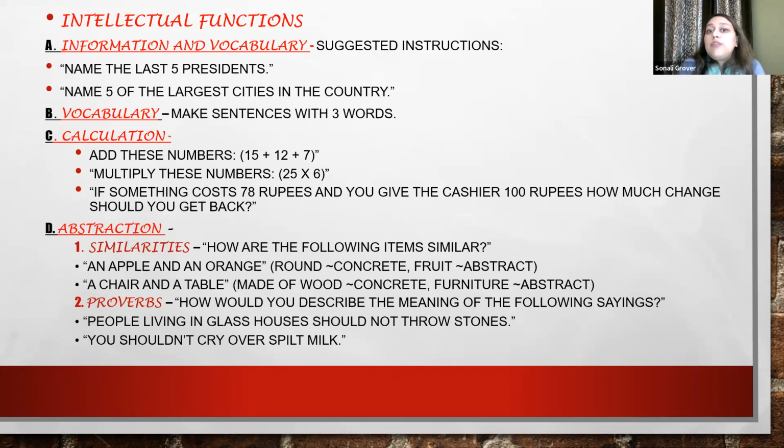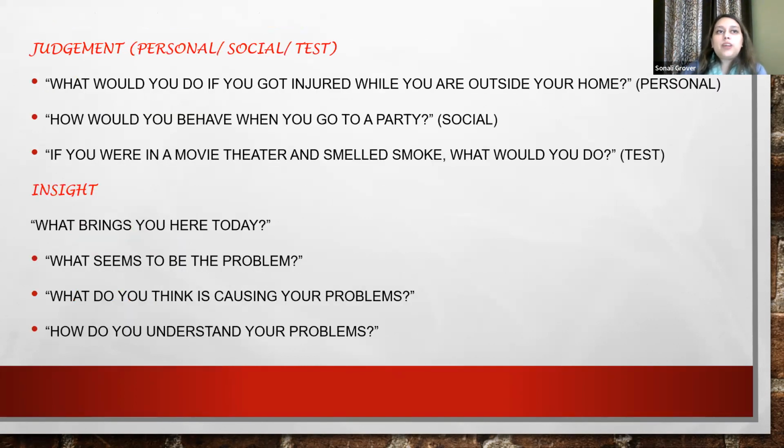How are they with abstract thinking? Similarities: how are the following items similar? An apple and an orange. Round, concrete, fruit. So, those are the abstract things. Proverbs: would you describe the meaning of the following sayings? So, these could be the ones that you can ask for abstract thinking.